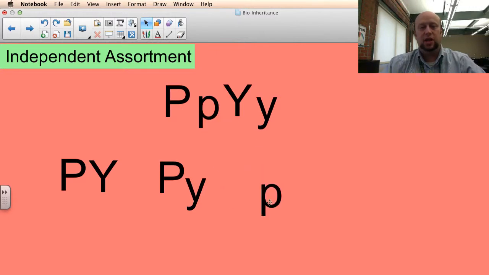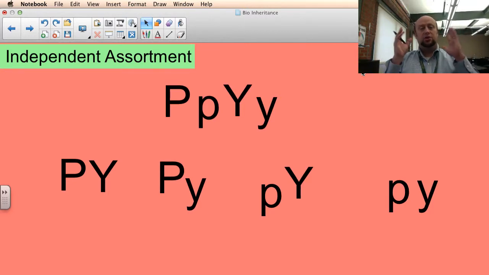I could have a lowercase p and a capital Y. I could have a lowercase p and a lowercase y. That is what we call the law of independent assortment, saying that if I've got two traits, each with two alleles, those things can all separate out. And so out of those two traits that are dihybrid, I've got four possible gametes that I could get out of this.